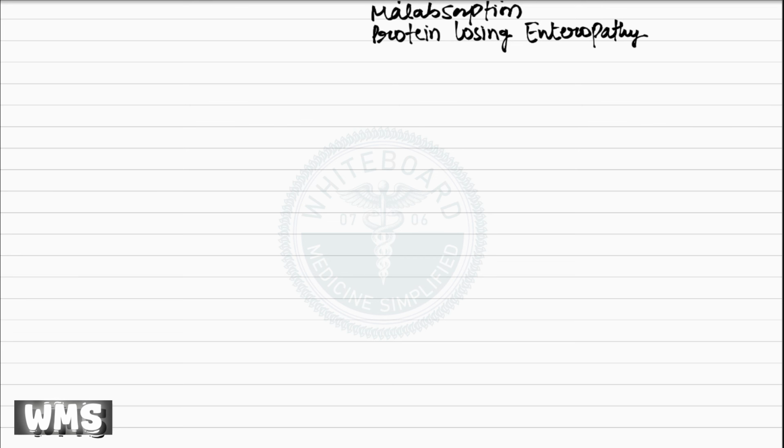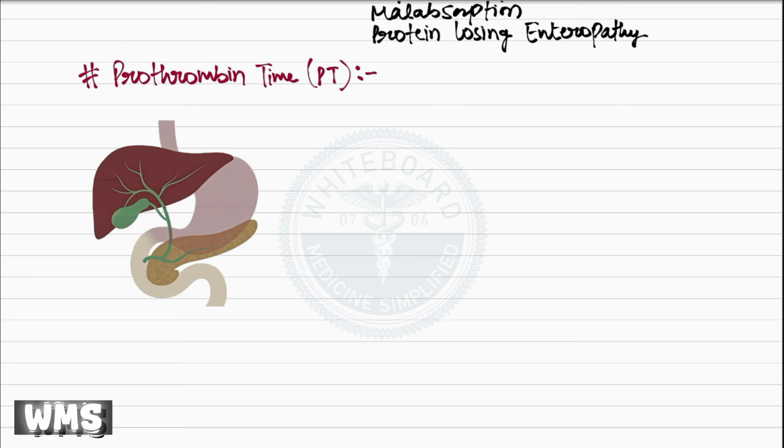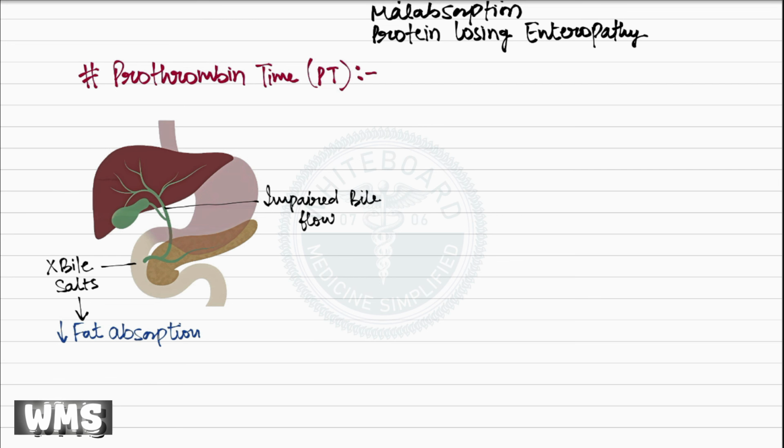Another important test is prothrombin time, which measures how quickly blood can clot. PT can be prolonged for two main reasons. First, in conditions like cholestasis, where bile flow is impaired. Bile salts do not reach the intestine properly, and as a result, fat absorption is affected. Since vitamin K is a fat-soluble vitamin, it cannot be absorbed adequately, leading to a deficiency. This causes a prolongation of prothrombin time.